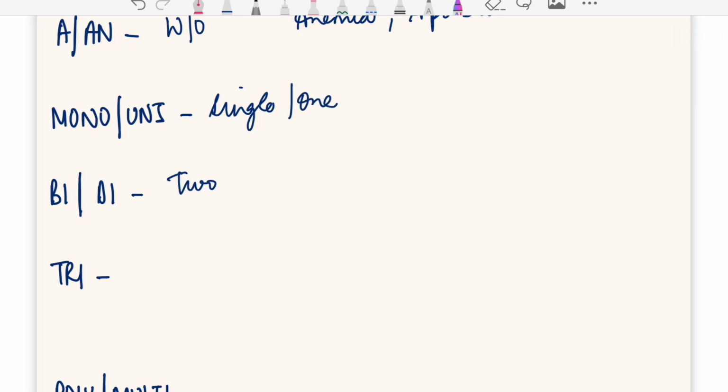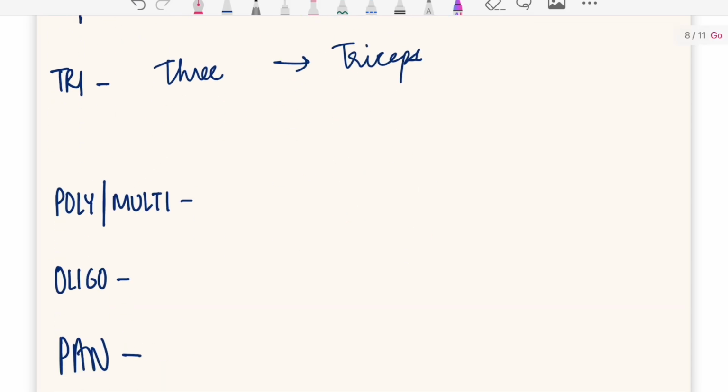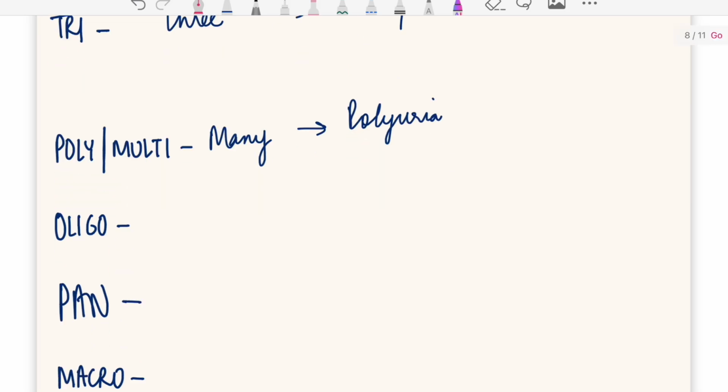Bi means two. Example, biceps. Biceps are muscles which have two heads. Tri means three. Triceps are muscles which have three heads. Now coming to poly. Poly or multi means many or large. For example, polyuria. Polyuria is basically a clinical condition in which the urine output is more than the normal.